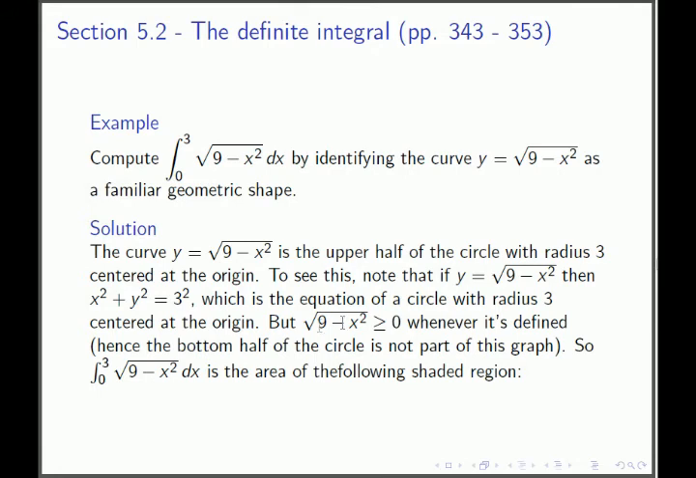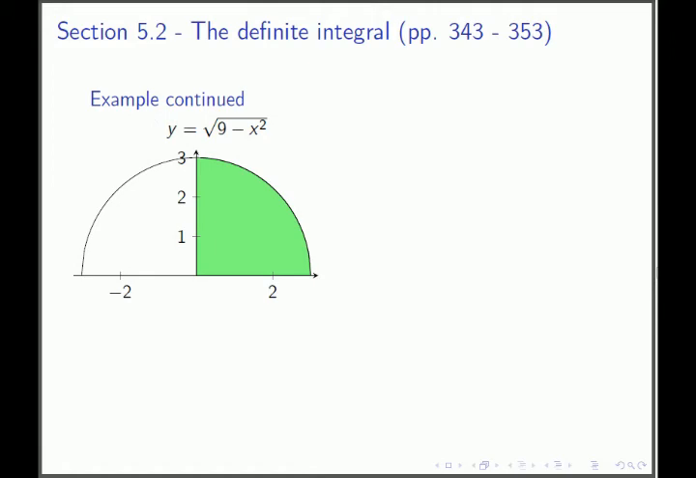And that's exactly the equation of a circle with radius 3 centered at the origin. But on the other hand, this square root expression can only be non-negative if it's defined at all, and therefore the bottom half of the circle is not going to be part of the graph. And therefore, this integral that we're meant to compute is simply the area of the following shaded region, from 0 to 3 of the top half of the circle with radius 3 centered at the origin.